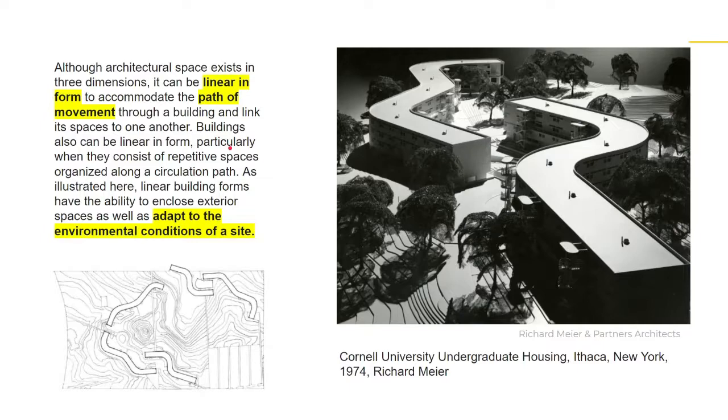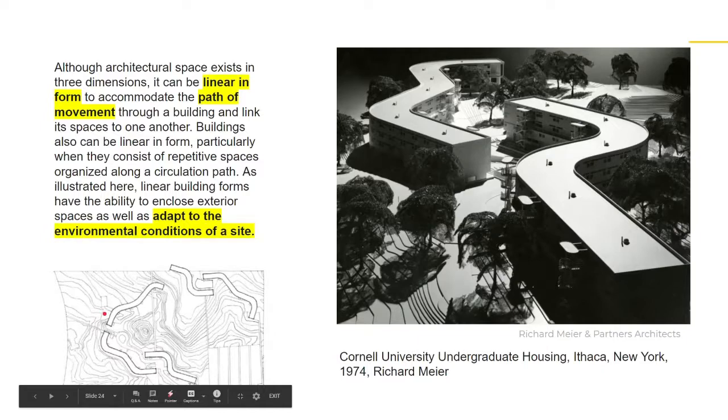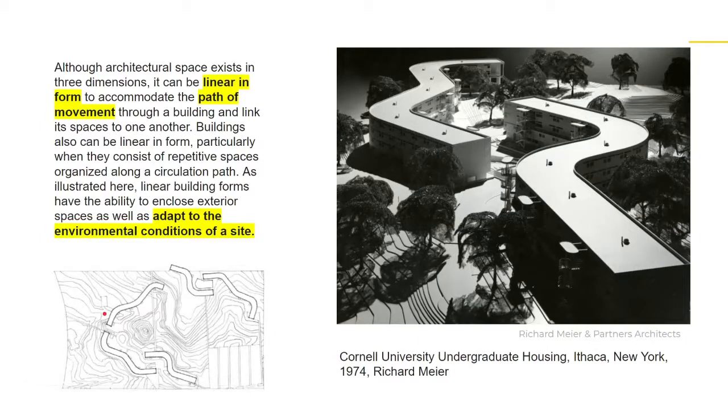So buildings can be linear in form, particularly when they consist of repetitive spaces organized along a circulation path, as illustrated here. Linear building forms have the ability to enclose exterior spaces as well and adapt to environmental conditions of a site. This is very prevalent in urban planning, in architecture, and in design. Whenever they do planning, we have to adjust to the space and understand the site, or the area in which we'll be building.